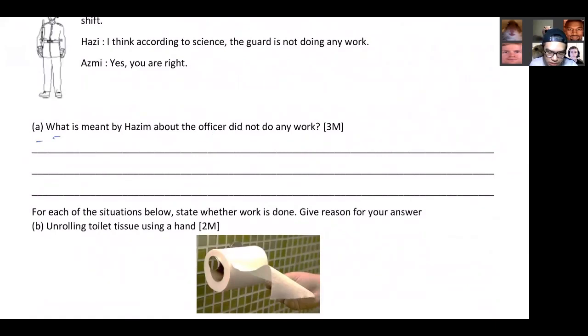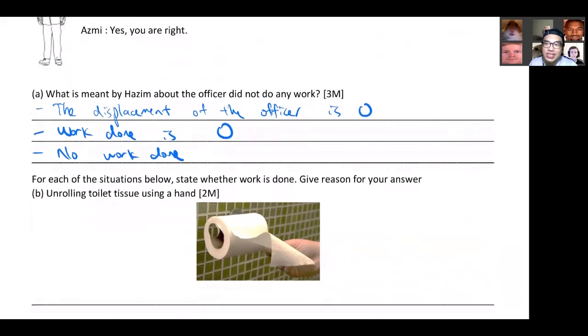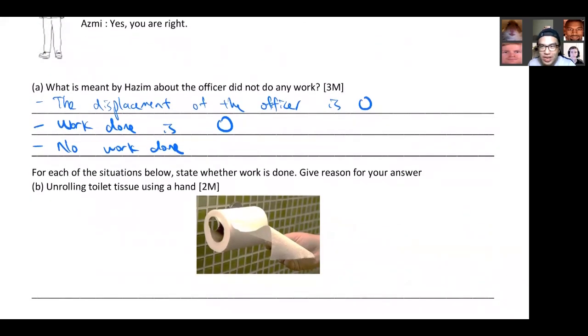So we can say the displacement of the officer is 0. Displacement is 0. So when displacement is 0, work done is 0. So no work done. As long as the displacement is 0, there's no work done.